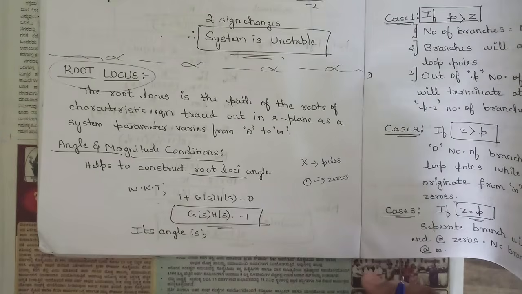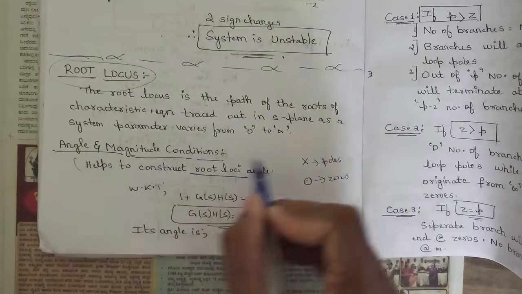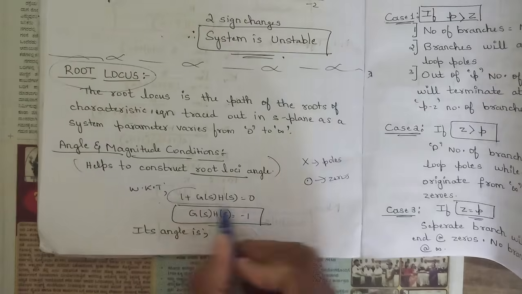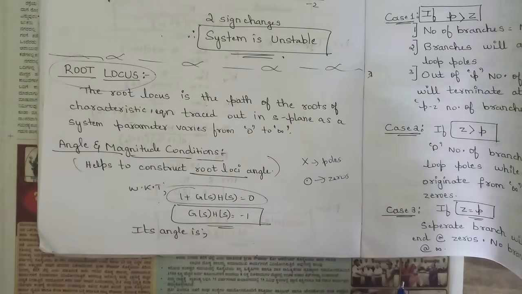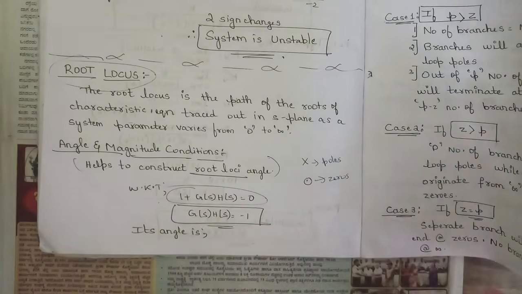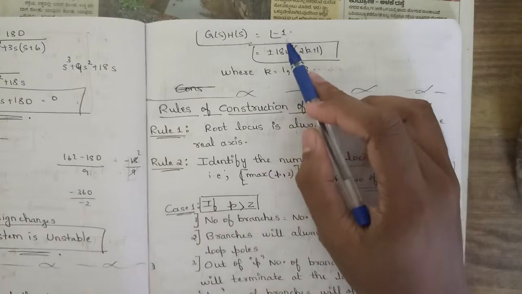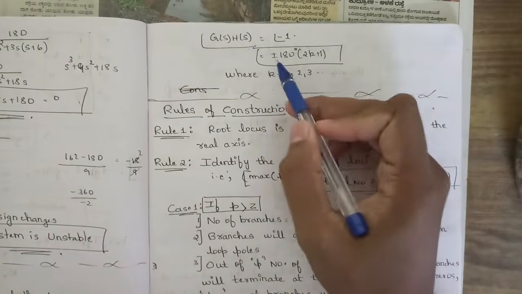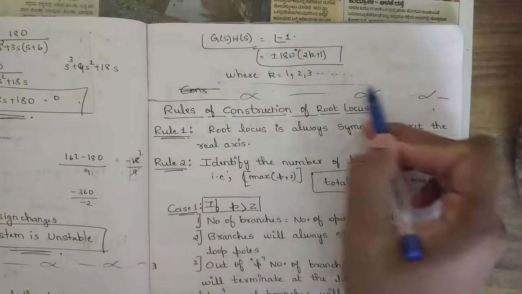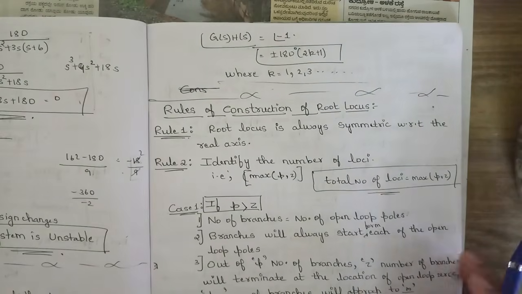Now let's see what the angle and magnitude conditions are. They help to construct the root loci. We know that 1 plus G(s)H(s) is equal to 0. This is represented as the characteristic equation. Therefore, we can say G(s)H(s) is equal to minus 1. Therefore, we can represent the angle of G(s)H(s) as the angle of minus 1, which is equal to plus or minus 180 degrees times (2k minus 1), where k varies as 1, 2, 3, etc. So this was all about the basic definition of root locus.